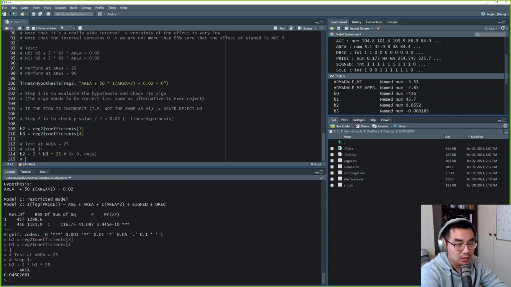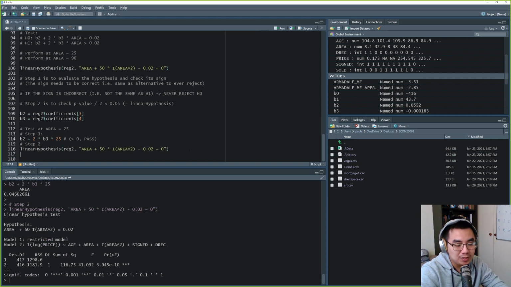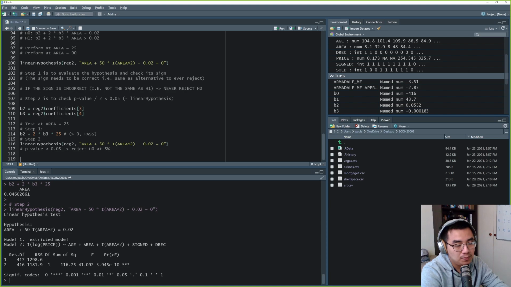All right, so step 2 is then you perform this linear hypothesis test. And as you can see, if you perform this linear hypothesis test, the p-value is indeed less than 0.05. So because the p-value is less than 0.05, you will reject the null at 5%.